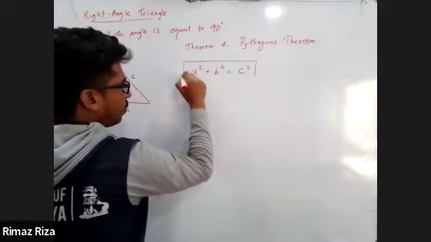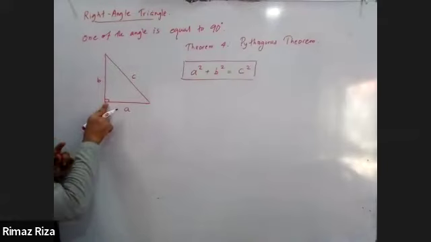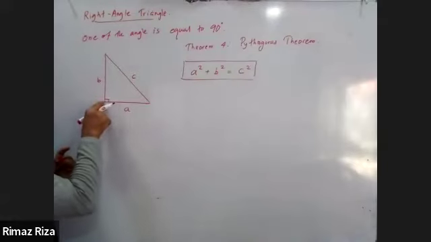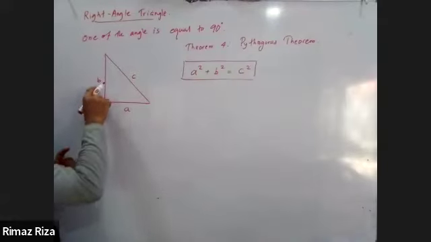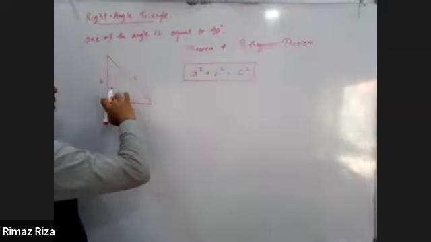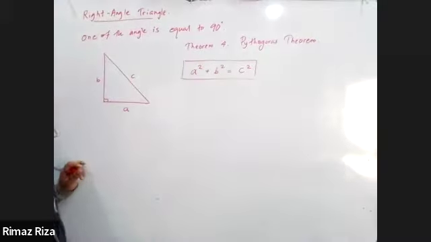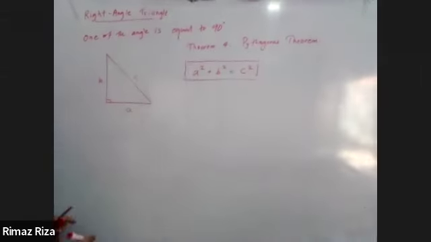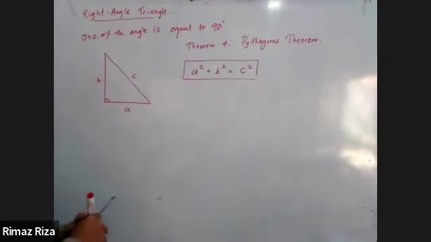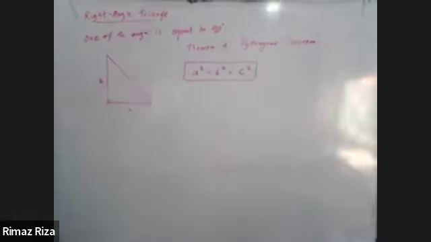So always the hypotenuse is isolated because you see this A is in contact with the right angle. B is also in contact with the right angle, so these two are together. They will be on one side. The hypotenuse is opposite, so it will always be isolated. So A squared plus B squared is equal to C squared. So write the topic Pythagoras theorem, and draw this and write the theorem.